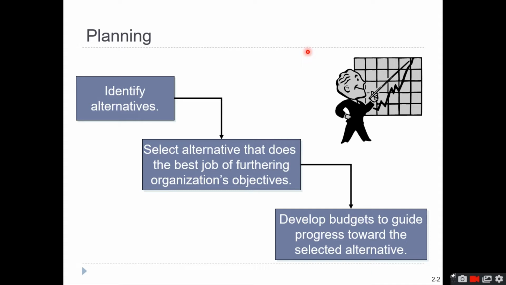So, part of the planning process is to first identify alternatives or what are the choices or what are the options that the company has. Second is to select the alternative that is going to best achieve the organization's objectives. And then finally, we are going to translate the plan in financial terms and we're going to develop a budget that will fit the decision or the alternative that was chosen.